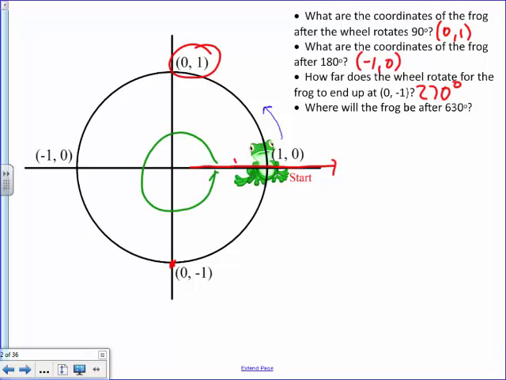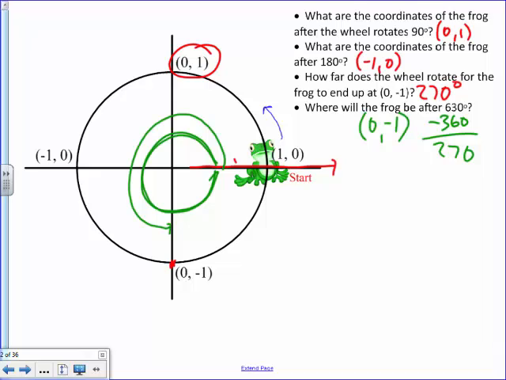So what I might want to do is take away as many 360s from 630 as I can. Well, how many times does 360 go into 630? Just one. So I'm just going to subtract one of those. And I have 270. So really, he traveled 360, got back to the start, and then he went 270, which would put him at (0, -1). So traveling 630 degrees is kind of the same thing as traveling 270. You end up at the same spot. That's where we're really trying to get out of that.